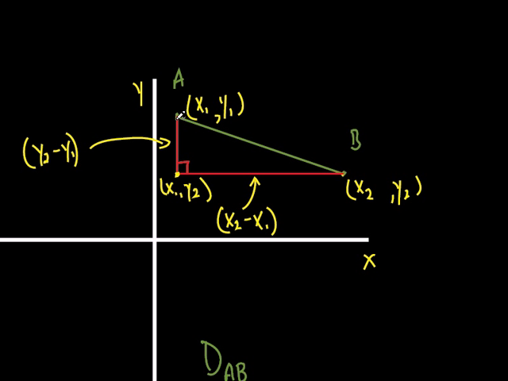So what do I have? I've got a right triangle, and I know one of the legs, and I know the other leg. And so how can I find this AB, or the hypotenuse? Well, I can do Pythagorean theorem.